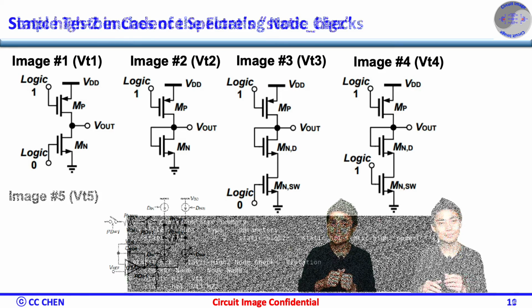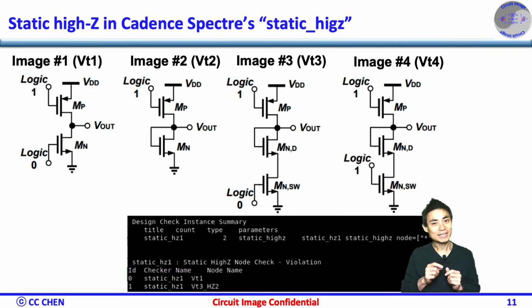Then I apply the Cadence Spectre static high Z checker, and that works well to catch the high impedance nodes at image 1 and 3 as shown here. In addition, this checker is very fast since it only checks connectivity issues. Please be advised that it does not require any simulation analysis, but it cannot identify any floating node which happens only during a certain time window of a transient simulation.